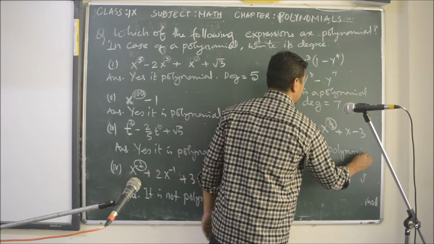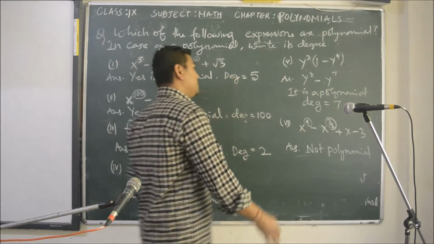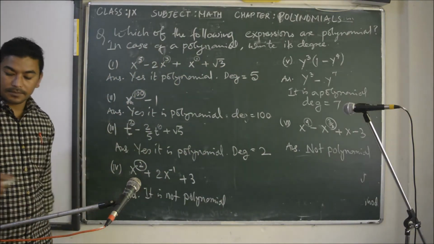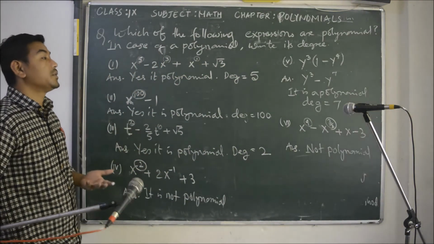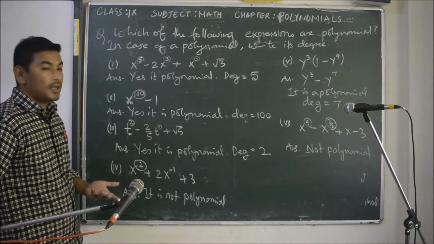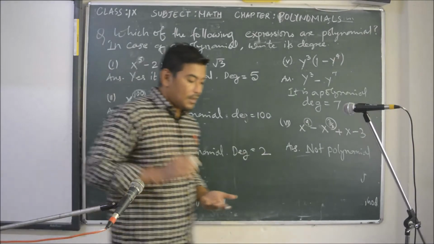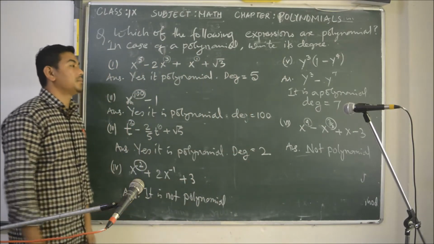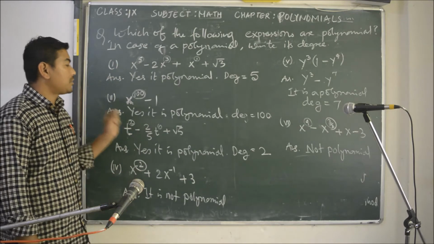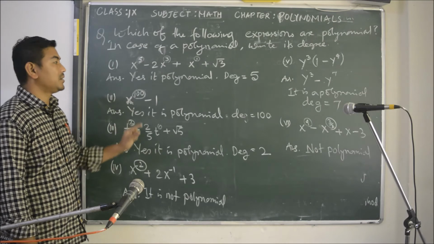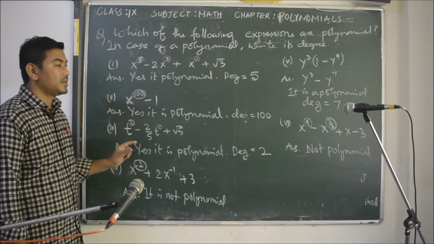The power of variable is fraction. So from these questions, I think it helps to clear the concept of degree and polynomials, all these things. So I am repeating how to qualify an expression as a polynomial. Simply, the power of variables would be either 0 or a positive integer. In that case only that expression becomes a polynomial.